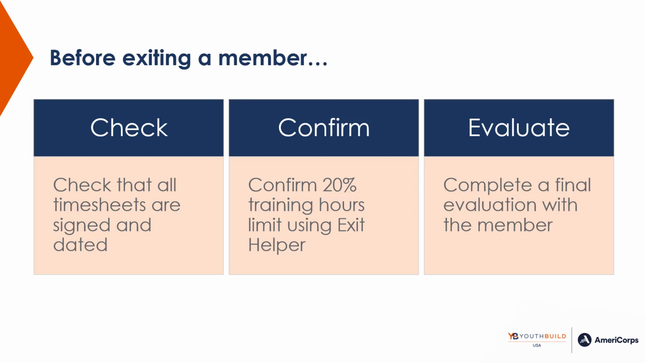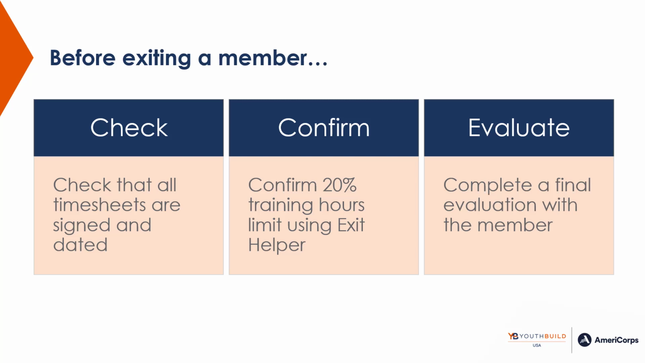So let's begin. And again, we're going to begin this process by making sure that we have everything in place in a member file that needs to be there before moving forward with an AmeriCorps exit. So before exiting a member, first and foremost, you must check and ensure that all timesheets are complete. This means that each and every timesheet has a staff and member signature, and all signatures are dated.